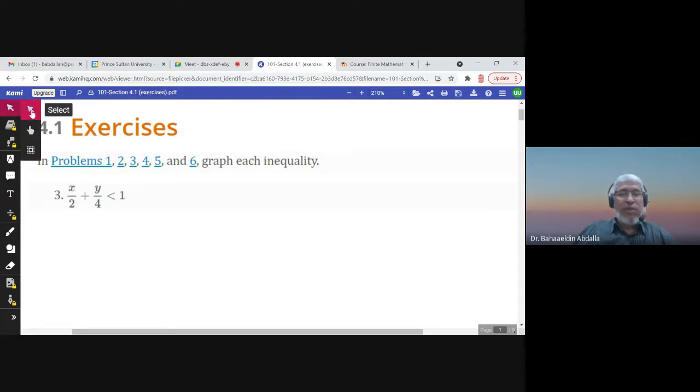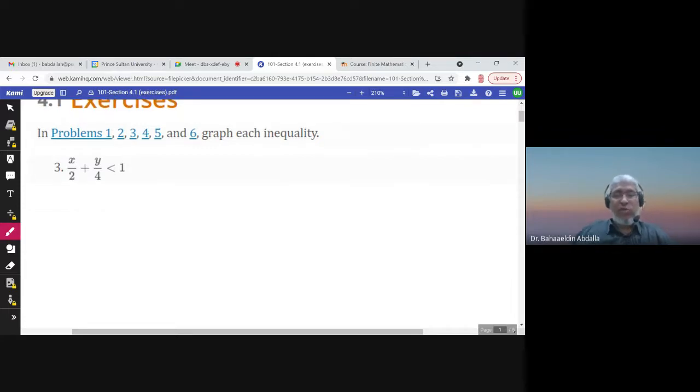This is section 4.1 exercises. Okay, exercises about section 4.1. Graph each inequality. We studied in section 4.1 linear inequalities in two variables. So this is a linear inequality in two variables, and we need to graph this inequality. We know from the lecture that the graph of an inequality like this is half a plane.